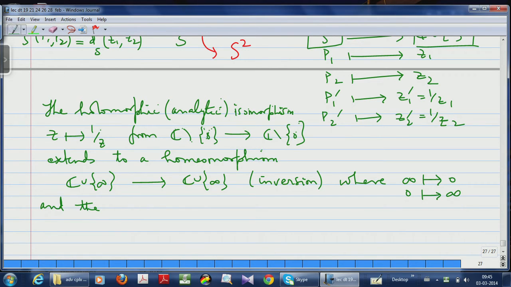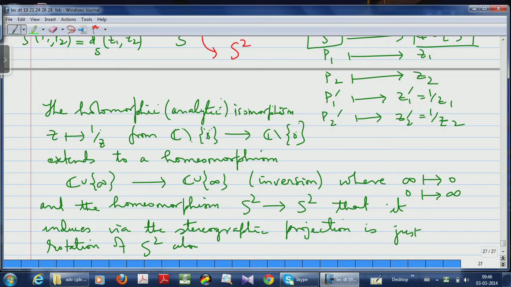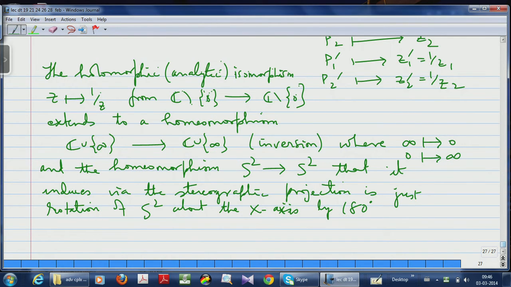The homeomorphism that it induces via the stereographic projection on S2 to S2 is just a rotation of S2 about the x axis by 180 degrees. Okay. So this is a fact that you need to check. You can write it out. It's a very simple exercise in analytic geometry if you want. But the point is that distances on the sphere will not change if you rotate the sphere.